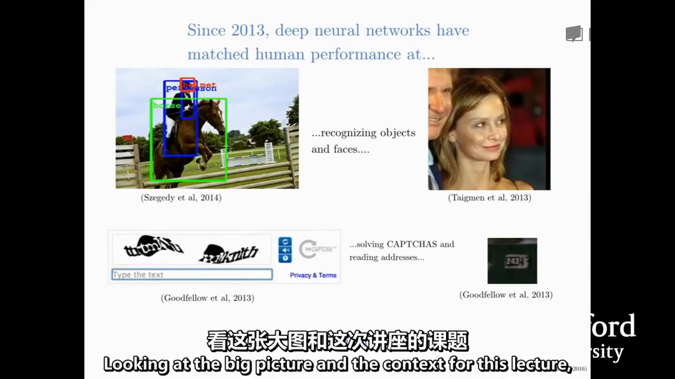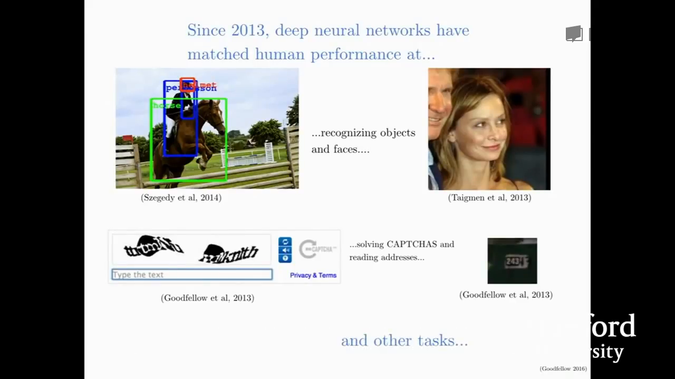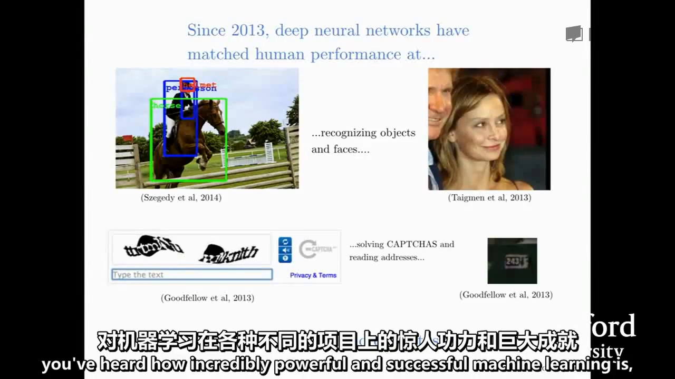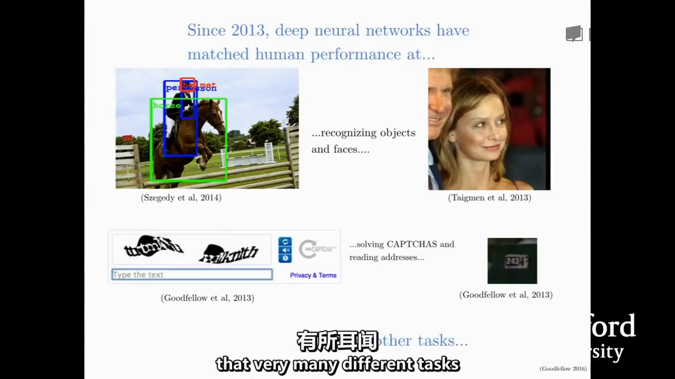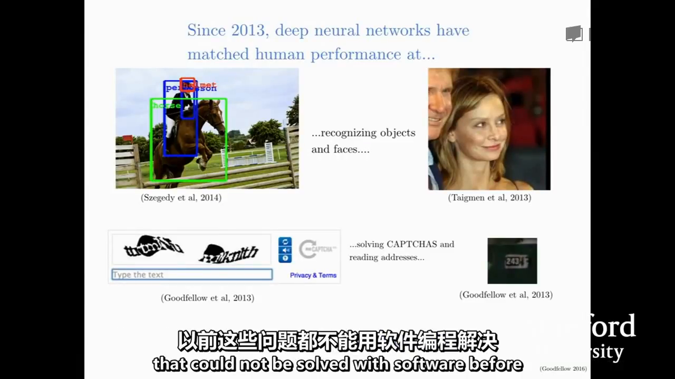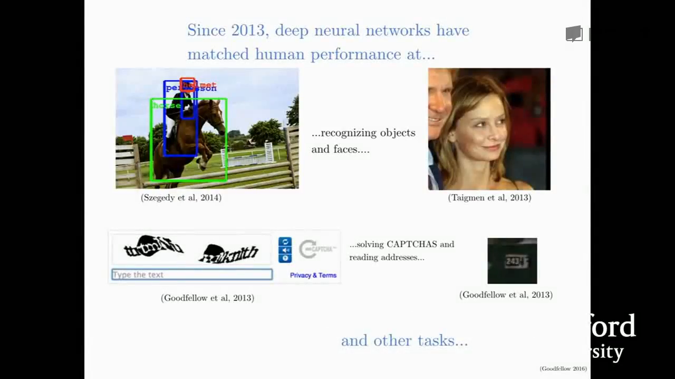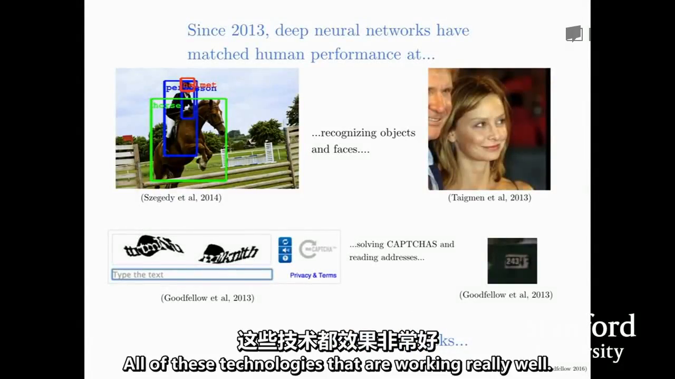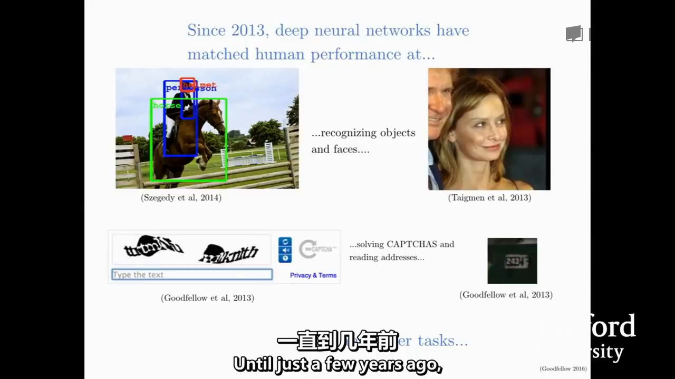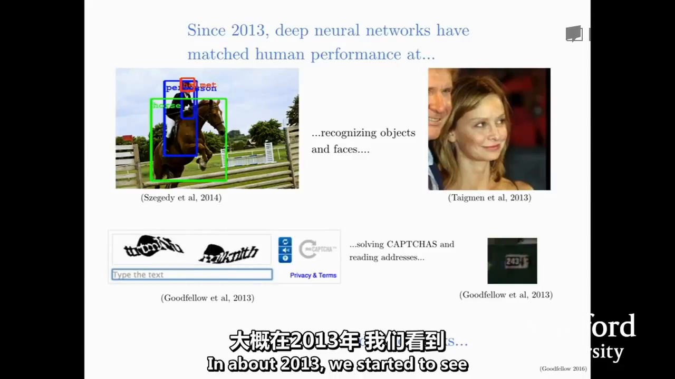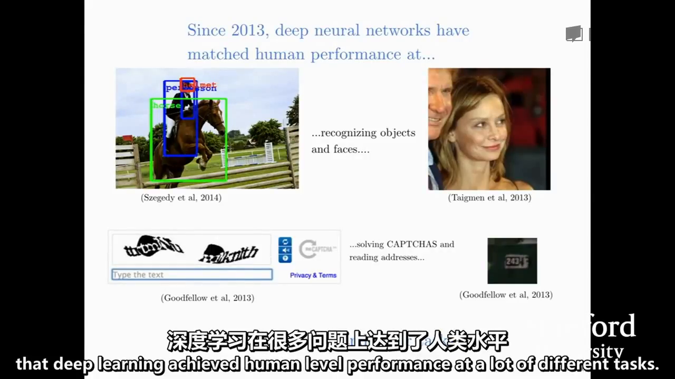Looking at the big picture and the context for this lecture, I think most of you are probably here because you've heard how incredibly powerful and successful machine learning is, that very many different tasks that could not be solved with software before are now solvable thanks to deep learning and convolutional networks and gradient descent, all of these technologies that are working really well. Well, until just a few years ago, these technologies didn't really work. In about 2013, we started to see that deep learning achieved human-level performance at a lot of different tasks.